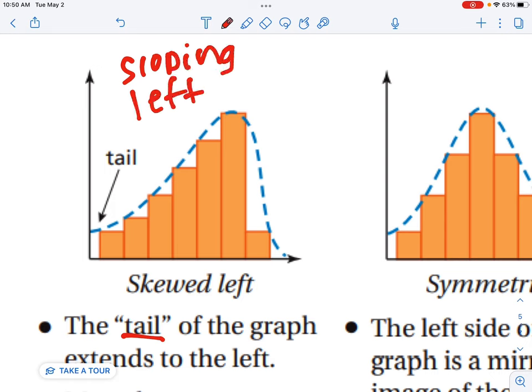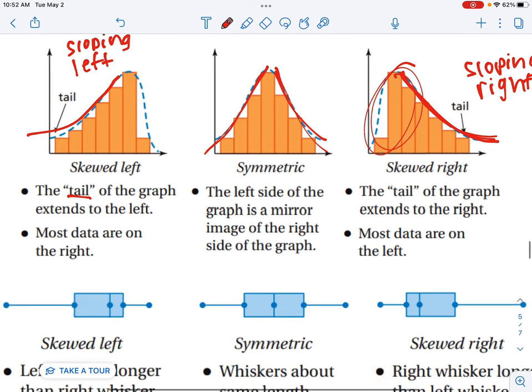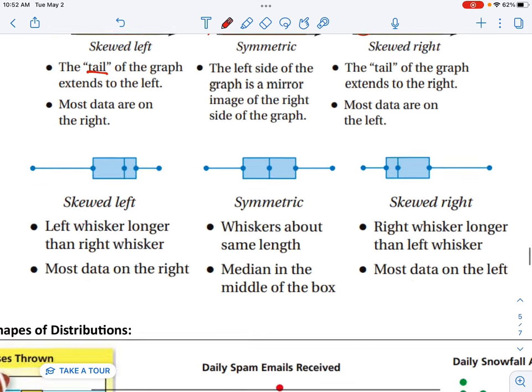Okay, so you're going to be analyzing these different graphs and trying to figure out if it's symmetric, if it's skewed left, or if it's skewed right. This is another example with the box and whisker plots. So for skewed left, all the data is bunched up on the right, and it has a long tail on the left. So this is skewed left. It basically means that the left whisker is longer than the right whisker.